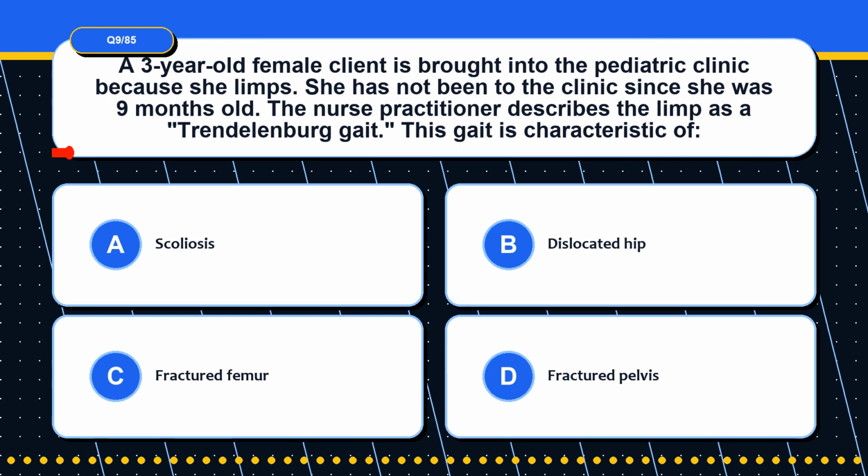Question 9. A 3-year-old female client is brought into the pediatric clinic because she limps. She has not been to the clinic since she was 9 months old. The nurse practitioner describes the limp as a Trendelenburg gait. This gait is characteristic of. Here are the options. Option A. Scoliosis. Option B. Dislocated hip. Option C. Fractured femur. Option D. Fractured pelvis.